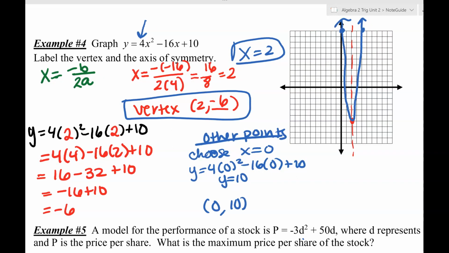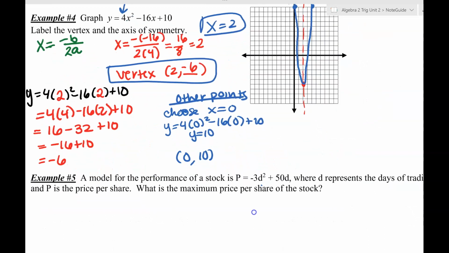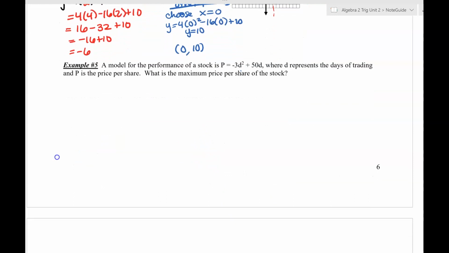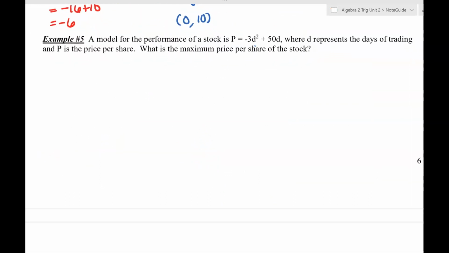So we're going to look at one more example that puts this into context if we have this vertex form, and then we'll see the different ways we could figure this out with or without a calculator. So this gives a stock model for performance. It tells you that D represents how many days of trading have gone on, and P is the price per share. So we can basically plug into here D, how many days it's been traded, and it should calculate for us P, the price per share for this stock. And it wants us to find the maximum price per share of the stock.